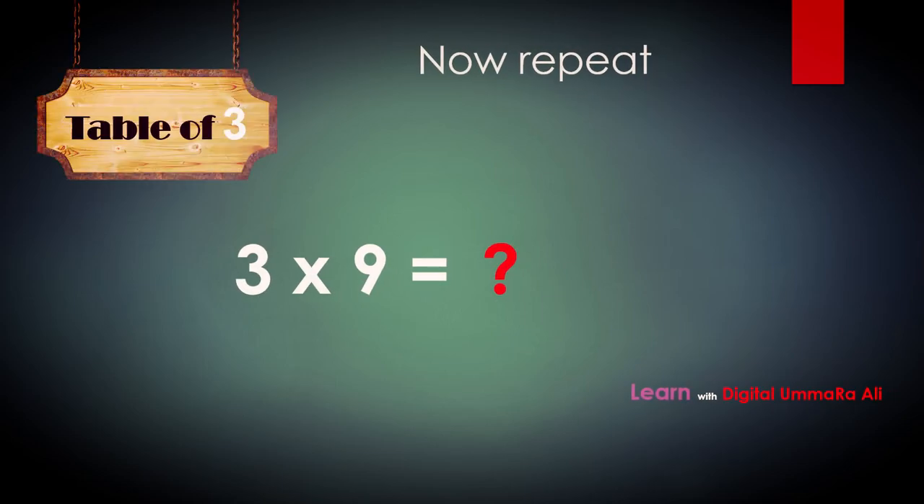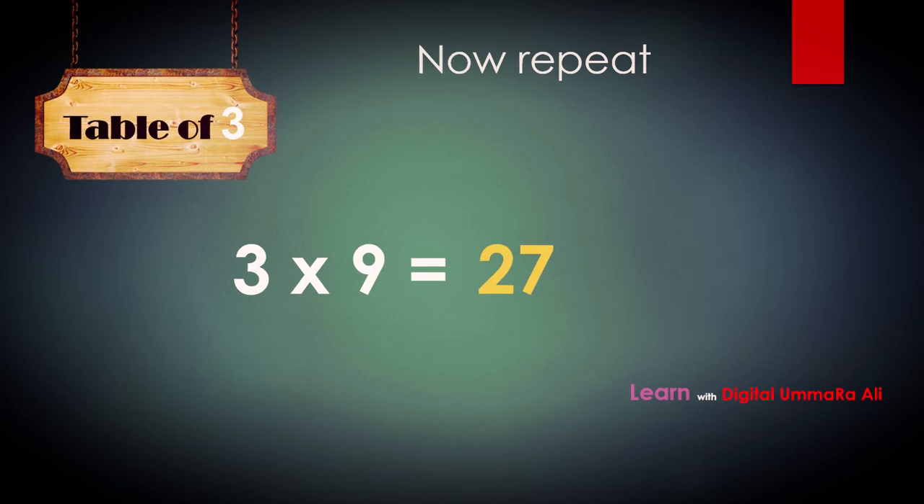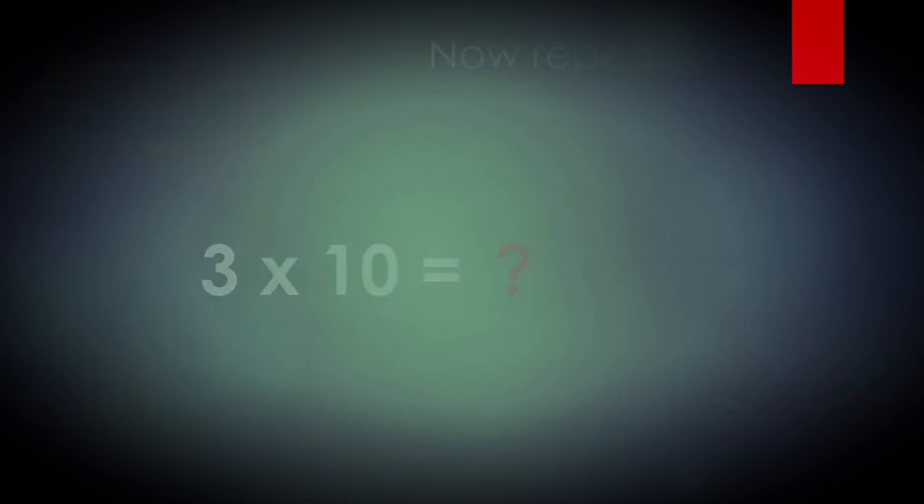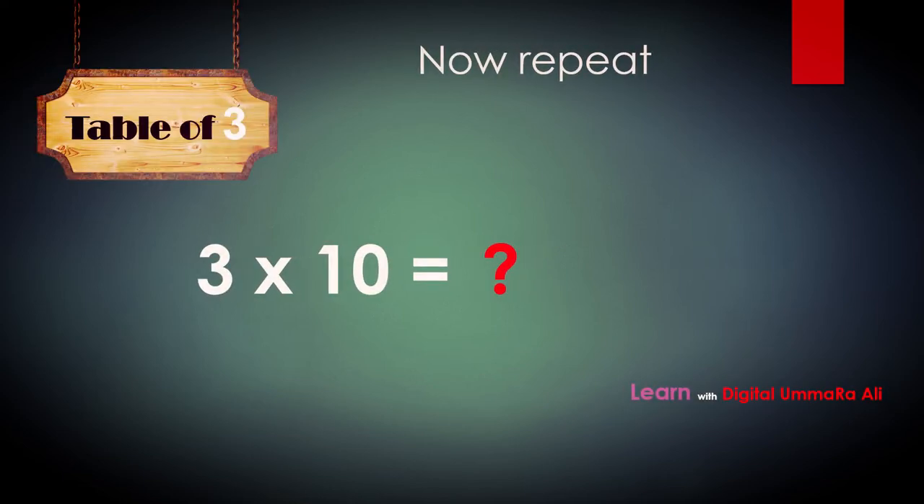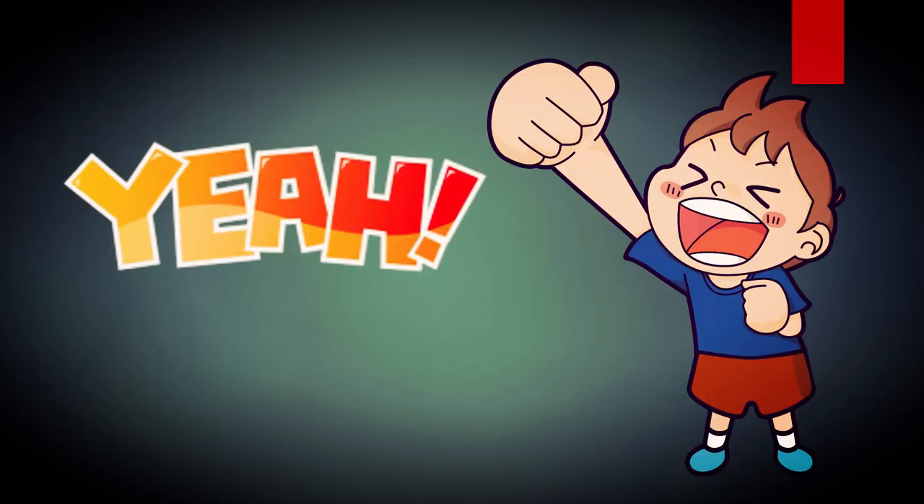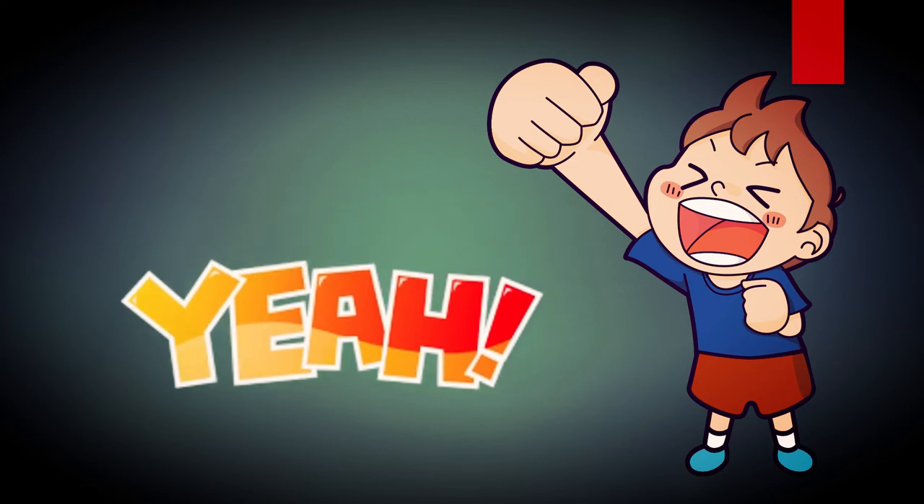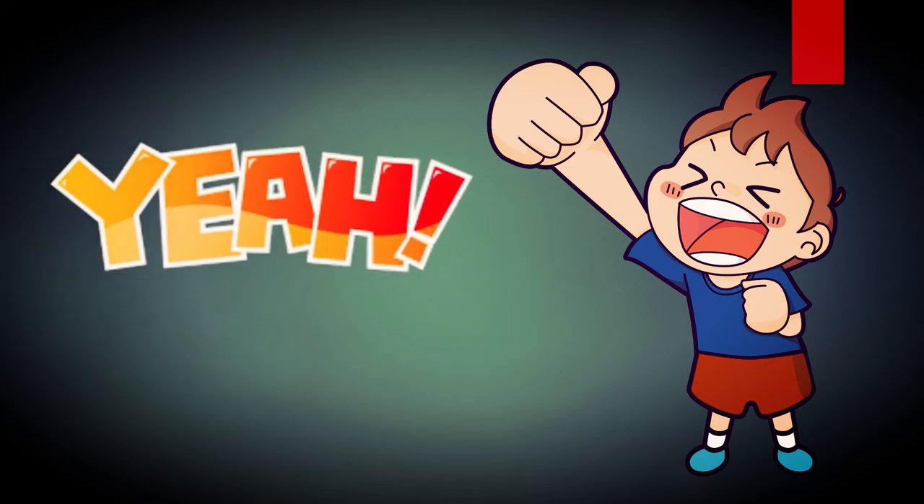3 nines are, yes, tell me everyone, 3 nines are 27. Very good. 3 tens are, so simple, tell me, 3 tens are 30. Yay! Now you have learned the table of 3.